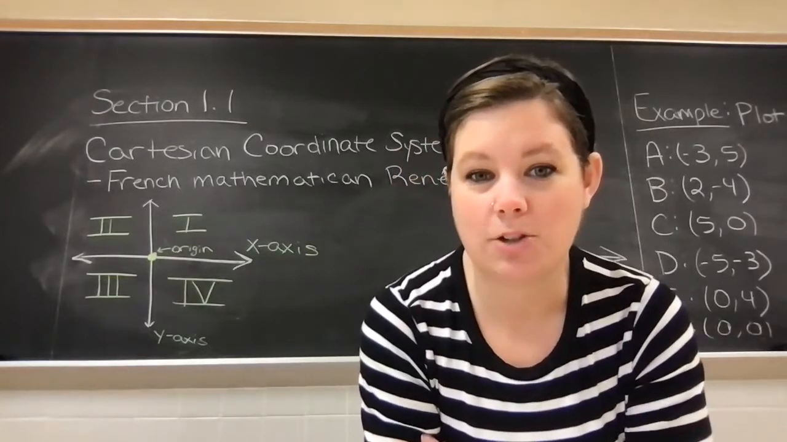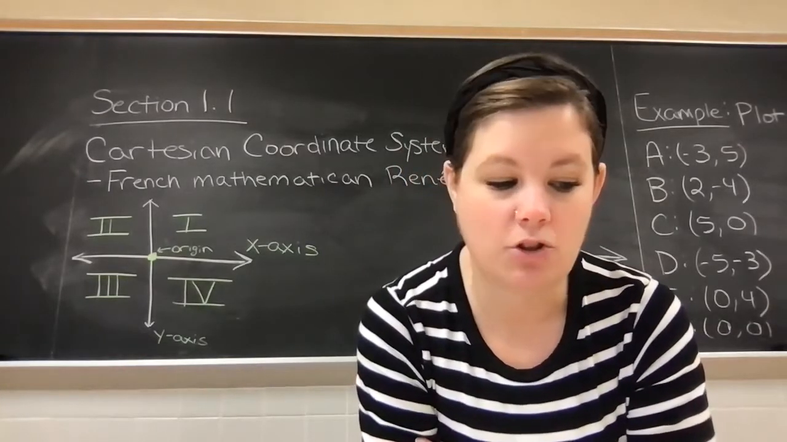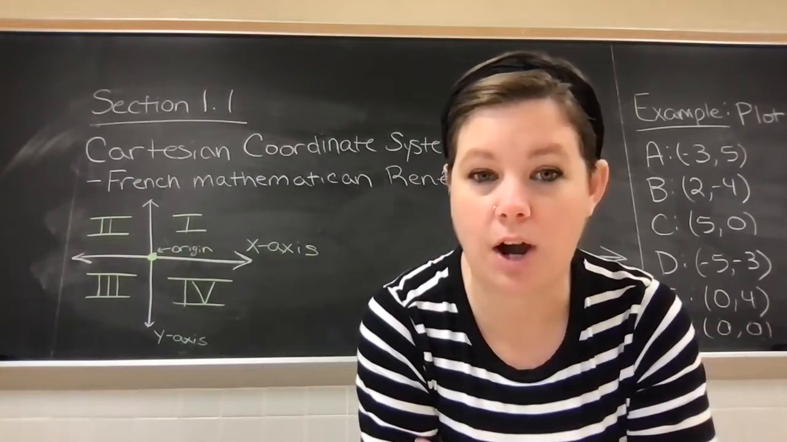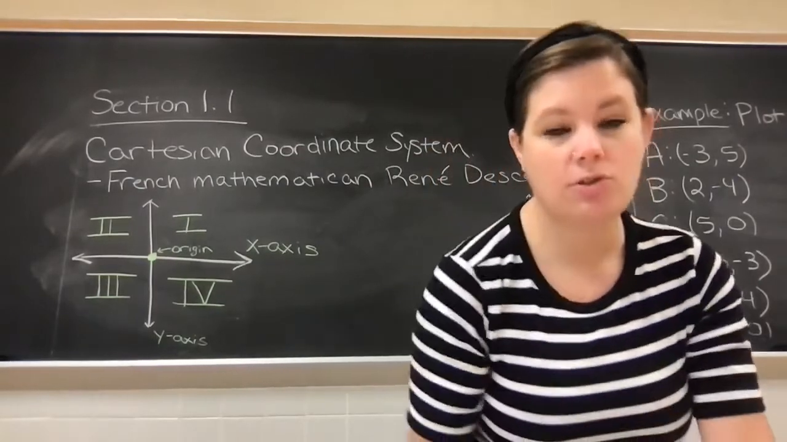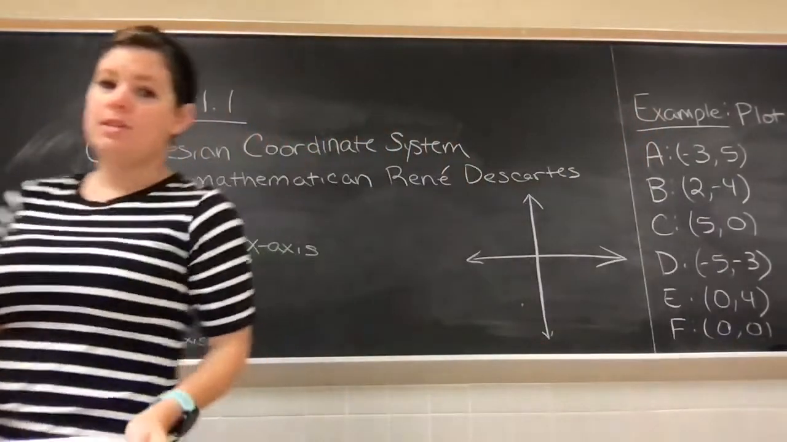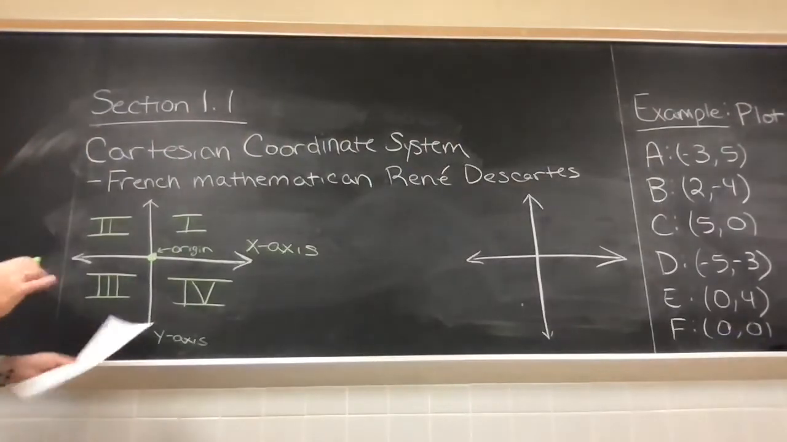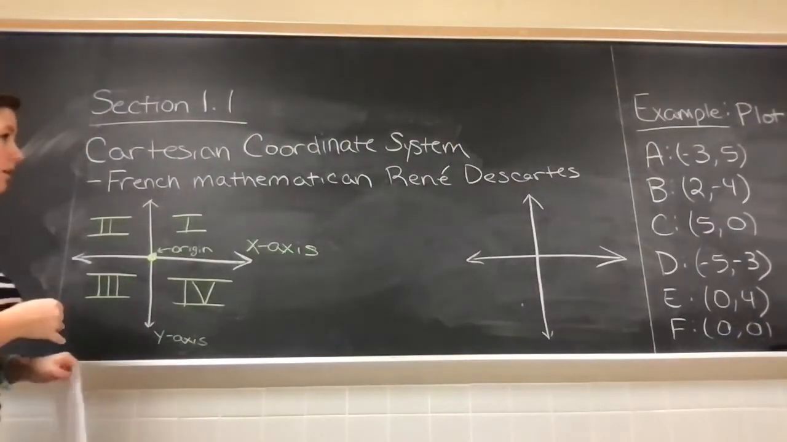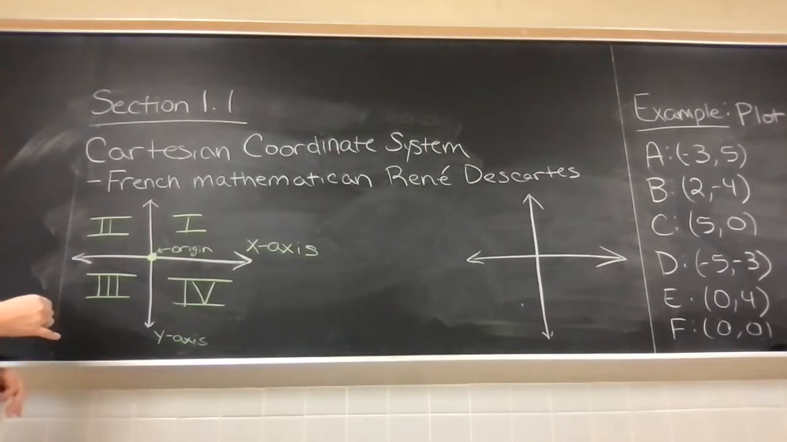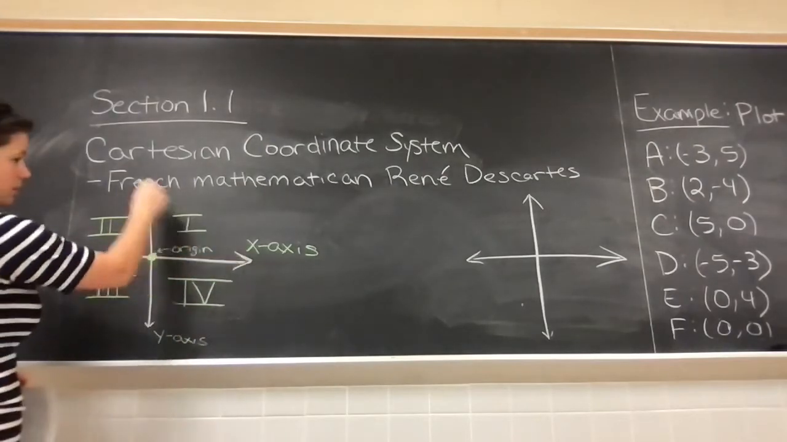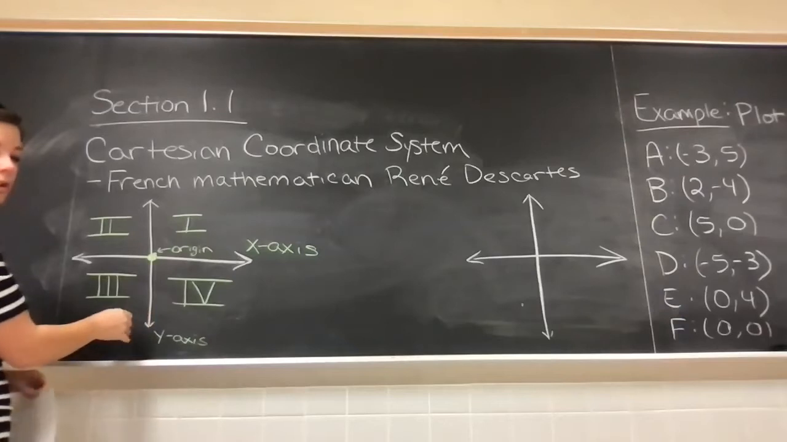This is going to be the lecture for Chapter 1, Section 1, which is over graphs and graphing utilities. The first thing that we are going to talk about today is the Cartesian coordinate system. This system was designed by a French mathematician named René Descartes. And this system looks like this. This is a Cartesian coordinate system.